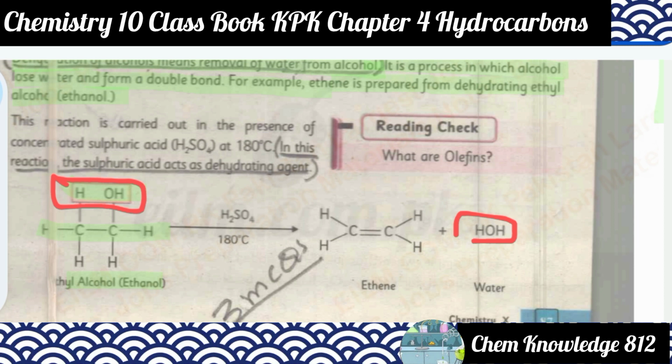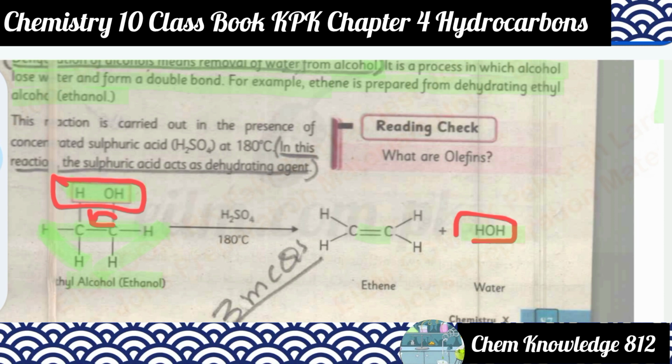this will be converted into a double bond. So the double bond will be formed here. Here this is removed, and the one remaining, this side two hydrogen, and this side two hydrogen. So this will be a double bond.